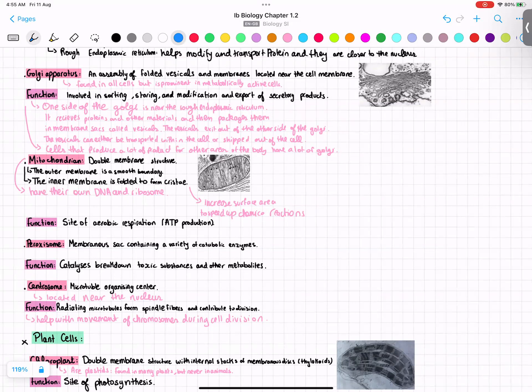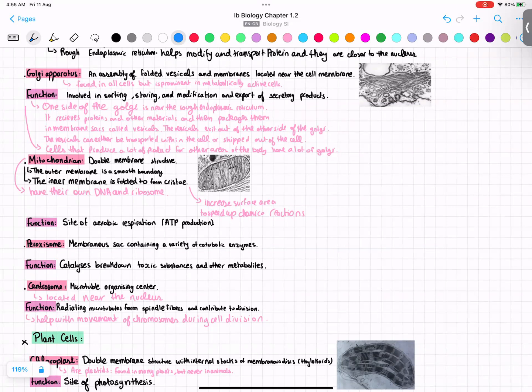Now the mitochondria. It's a double membrane structure. Keep in mind, it's a double membrane structure. This is very, very important. The outer membrane is a smooth boundary, but the inner membrane is folded to form cristae. What is cristae? When I was studying the chapter myself, I was like, what is that? But cristae increases the surface area and speeds up chemical reactions. The function of the mitochondria is that it's a site of aerobic respiration.